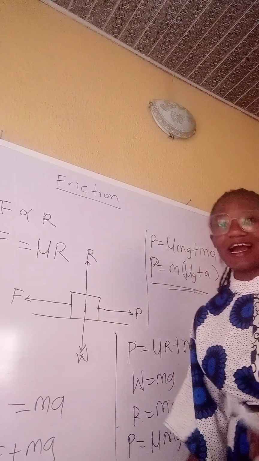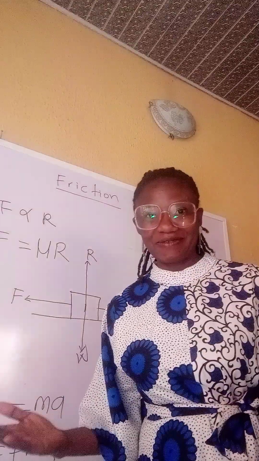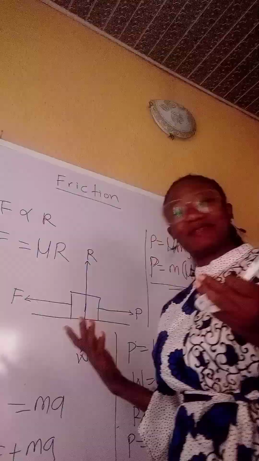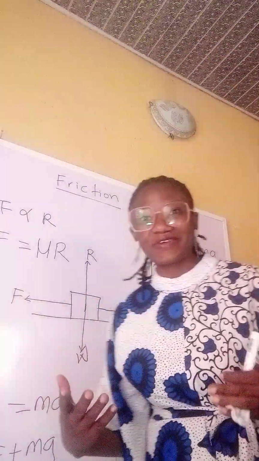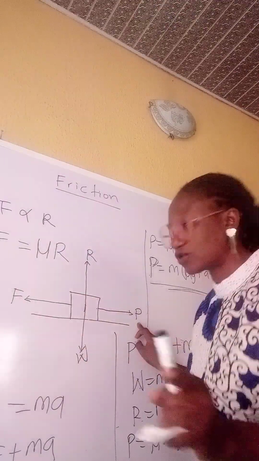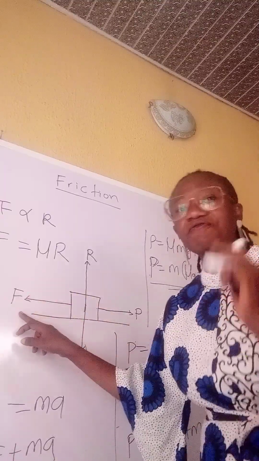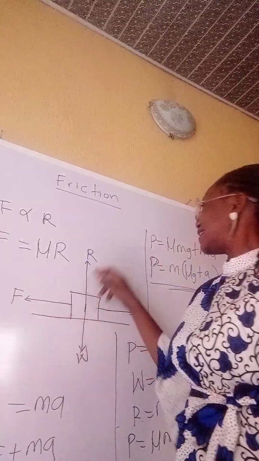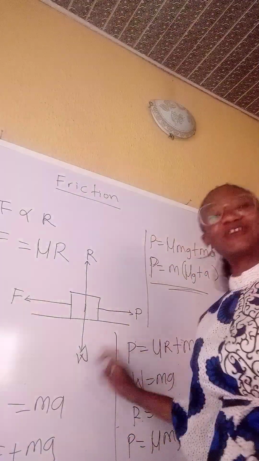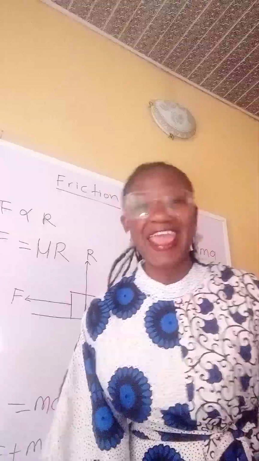Now we have our P. I hope you still remember everything we've talked about. You remember the initials, right? Let me still go over it again, okay? So we have our P to be the applied force. The F is the frictional force. The R is the normal reaction. And W is the weight.